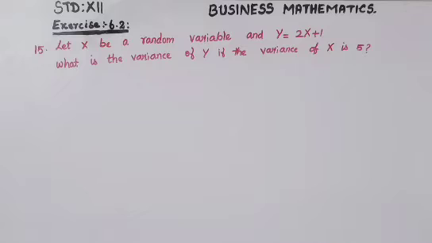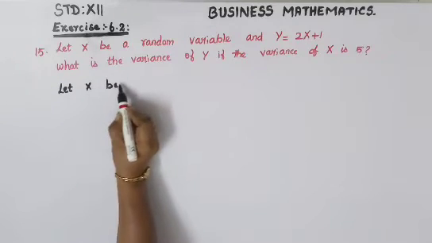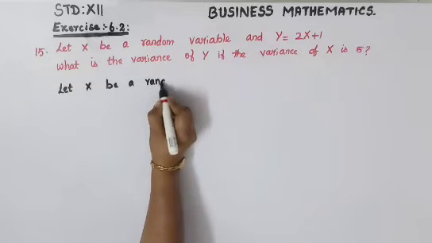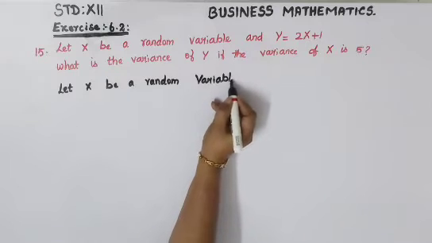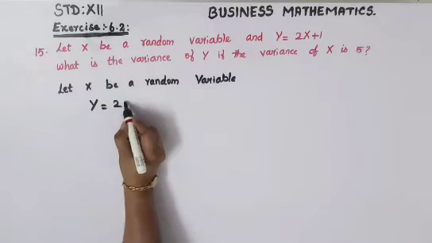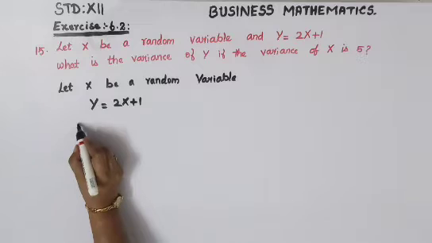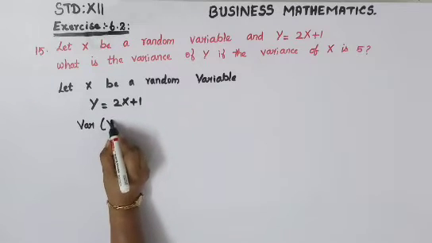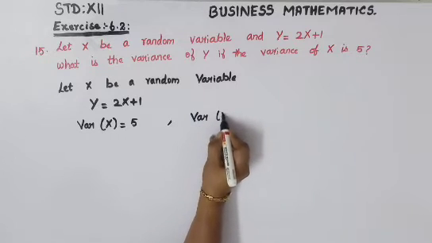15th question. Let x be a random variable and y is equal to 2x plus 1. What is the variance of y if the variance of x is 5, they have given? Let x be a random variable. Given y is equal to 2x plus 1. And one more is given, variance of x is 5. So variance of x is equal to 5 and your question is variance of y, we'll have to find it.